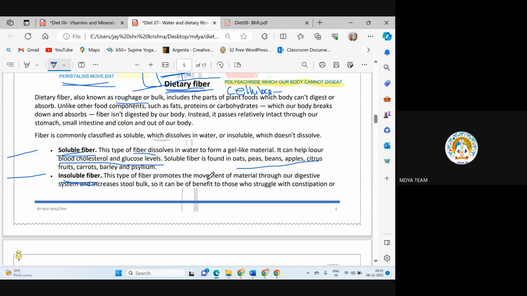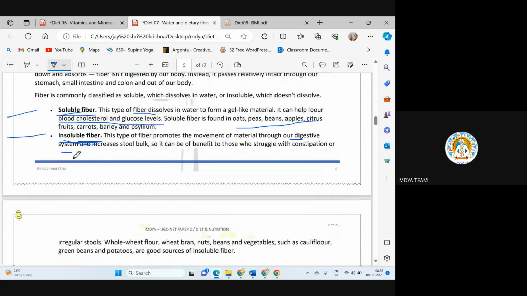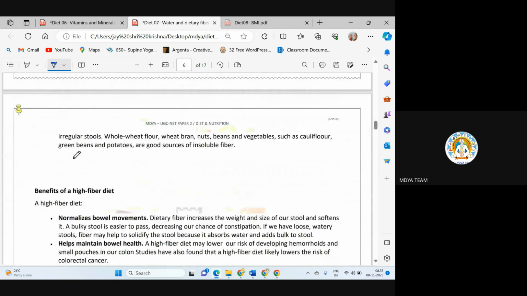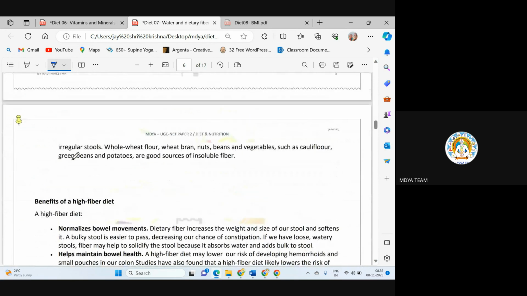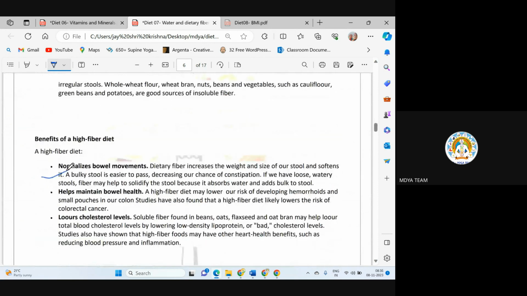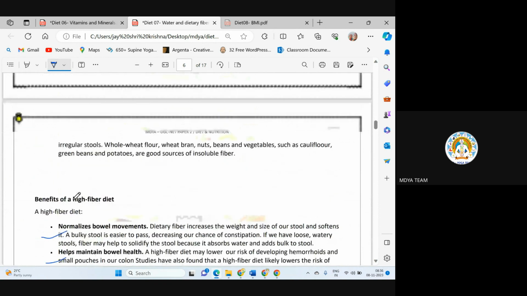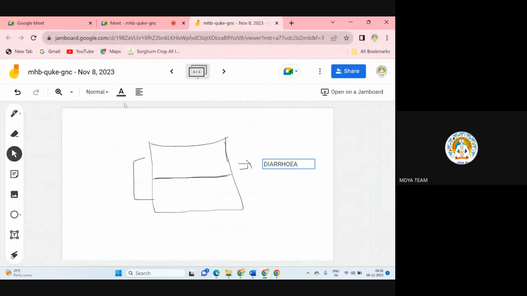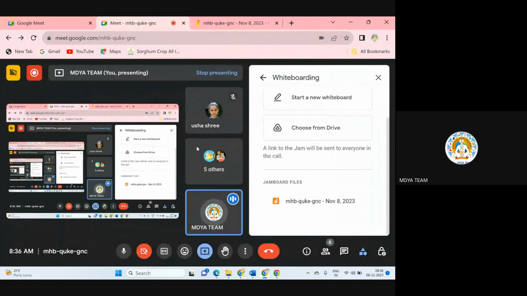Insoluble fiber promotes the movement of material through our digestive system. That peristalsis movement, which I told you, is done by insoluble fiber. So insoluble fiber is helping to eliminate constipation, and soluble fiber is helping to decrease blood cholesterol and glucose level. Okay, so this is all about fiber. Is anyone having any doubt in this? You can ask.